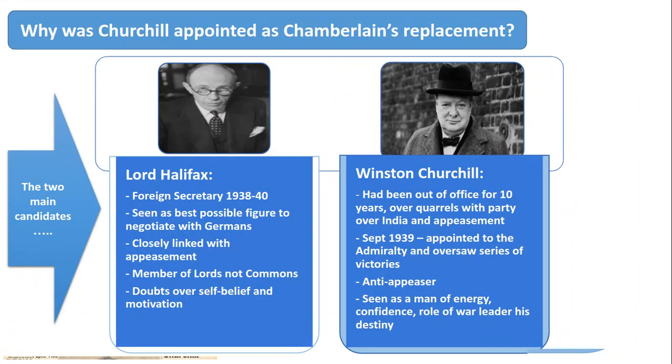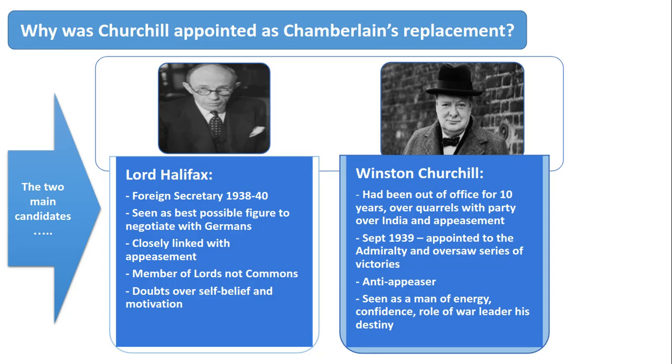Lord Halifax was Foreign Secretary. He was seen as someone who was very much an appeaser, and that he was probably the best person to try to negotiate with the Germans. Now, obviously, at this time, Germany didn't really look as though they were in any way wanting to negotiate, so that would obviously go against him. He was a member of the Lords, not the Commons. So again, evidence to go against his appointment would be that maybe he wasn't as hands-on as he could be, and that he wasn't the right person to become Prime Minister if he wasn't even part of the House of Commons.